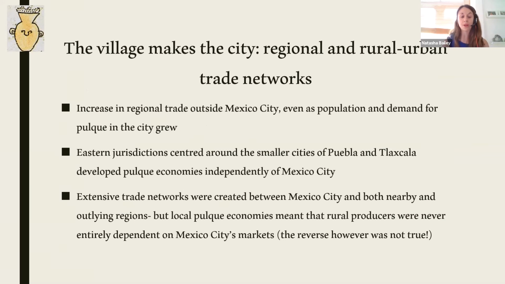We have records of people who only sell within the markets of their jurisdiction, so within about a 10-kilometer radius. And we have people who produce and sell completely from their homes, and the customers will come to them and be served. And so you have these smaller independent pulque economies that develop independently of Mexico City, which is again lending weight to the idea that we need to look away from the city, or at least not focus so heavily on it, in order to get a more complete picture of trade.